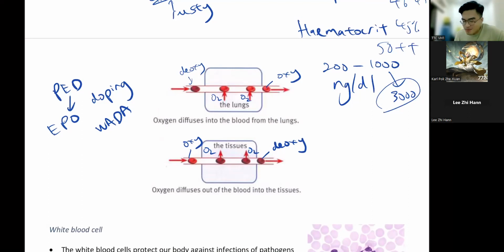So if they test your hematocrit, come on, who are you trying to fool? Am I right? So let's say you are one of the participants, one of the athletes, you are in second place. You are beaten by a guy that has like 50 over hematocrit.